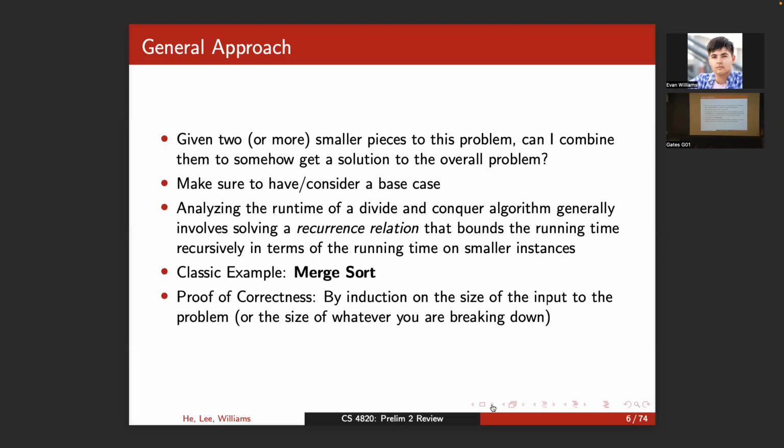Hopefully you guys all took 2110, you know how merge sort works. You're dividing it, recursively sorting those subproblems, and then you're merging them together at your last step. And we're going to go over merge sort a little bit later, and you can see how we solve recurrence relations on a more familiar algorithm. And then again, proof of correctness is going to be by induction. If your algorithm is correct, it should follow pretty naturally. And we're going to do a couple examples of that as well later on.